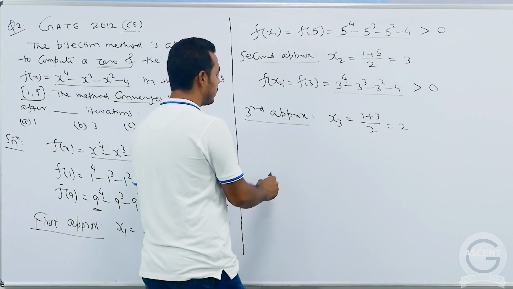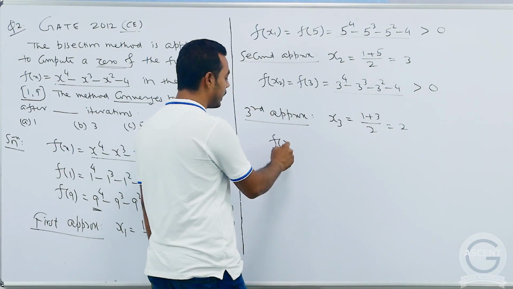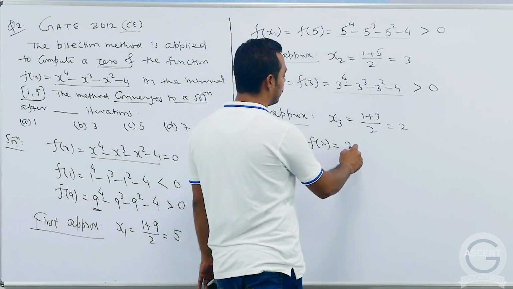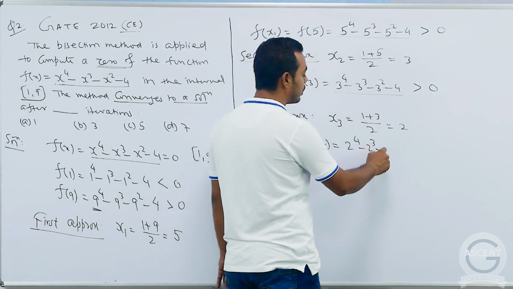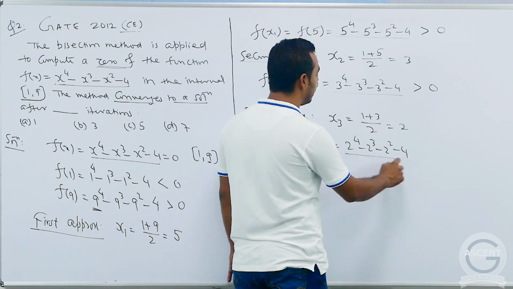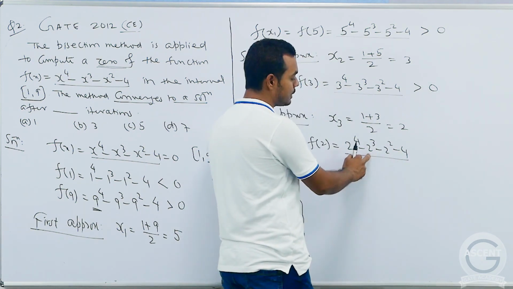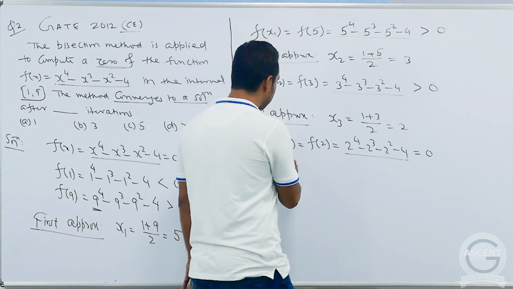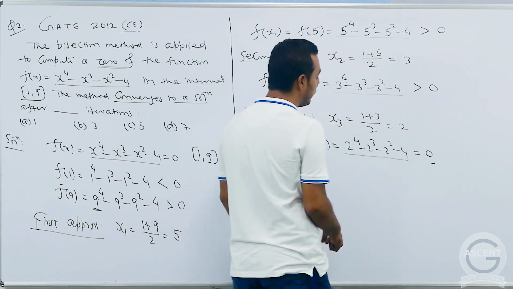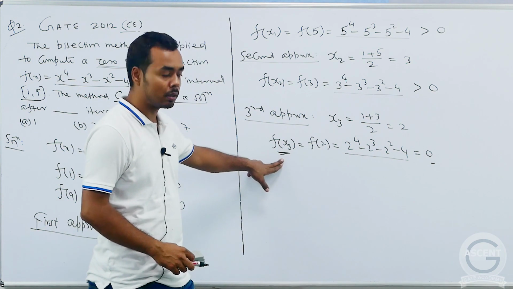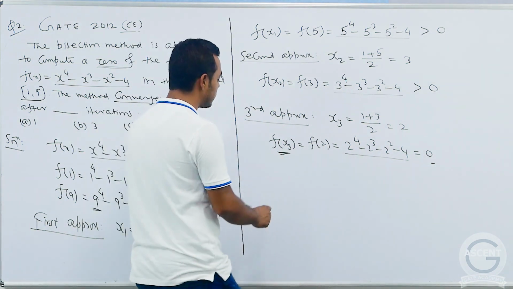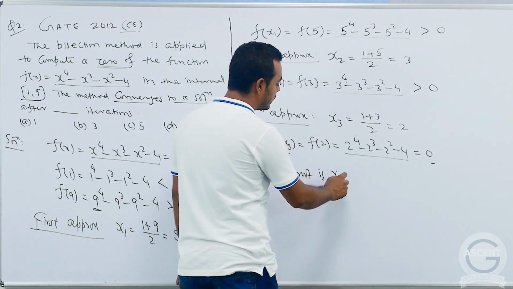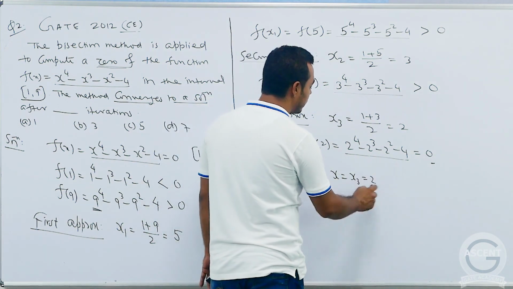Now for the next approximation we have to calculate f of x3. F of x3, this will be f of 2, 2 to the power 4 minus 2 cube minus 2 square minus 4. So this will be 16 minus 8 minus 4 minus 4, which is 0. So as f of x3 is exactly equal to 0, this means x3 is the root. If f of x3 is 0, this means the root is x equals x3, and the value of x3 is obviously 2.